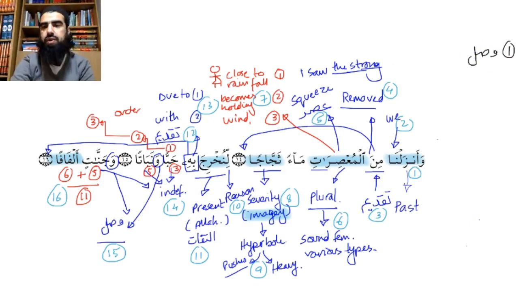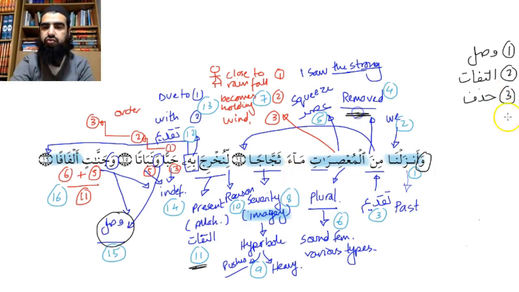Okay, so number 1, what kind of balagha points have we got? We got wasal over here, so let's mark that in there. You got number 2, we've got also iltifat, let's mark that in there as well. Number 3, we've also got the hadf. Hadf is removal of words. Number 4 is we've got the usage of the plurals, okay, the effect of the plurals over there, various types.